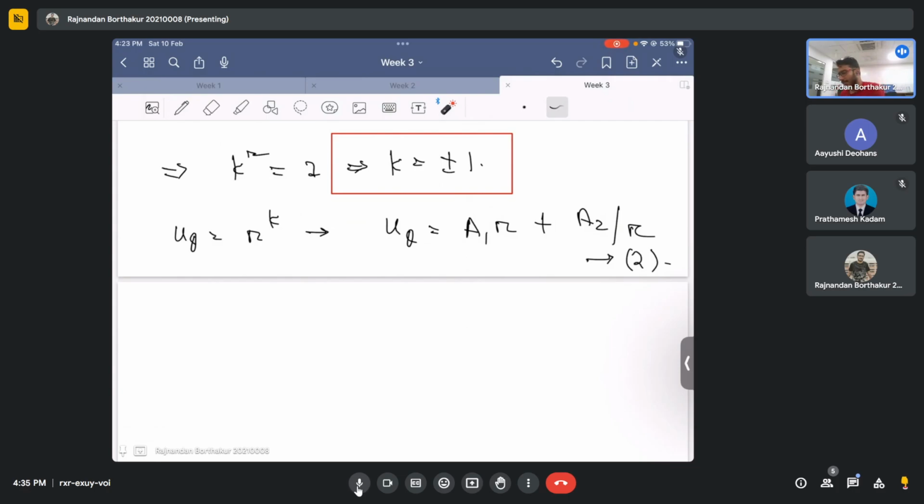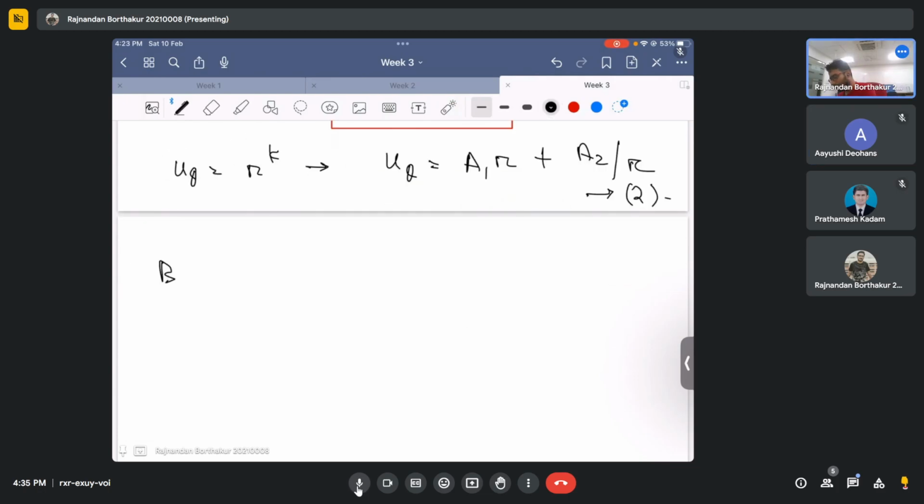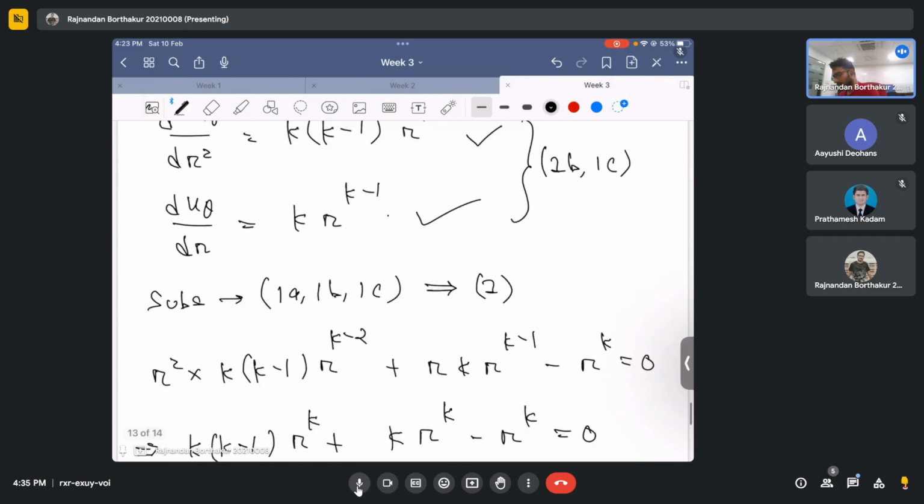Any idea or any suggestions, like how do we get this A1 or A2? Boundary conditions. Yeah, boundary conditions. So we apply the boundary conditions. So the first boundary condition suggests that, so let's see the figure. What's the first boundary condition?